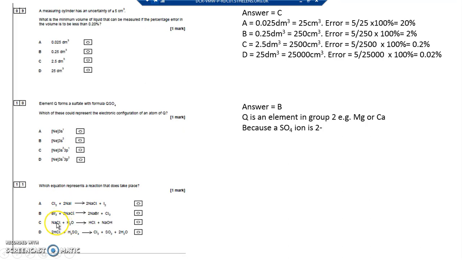Chlorine, sodium chloride and water just dissolves. Actually, it doesn't even react, and this one would make sulfuric acid would make water here. So hydrochloric acid and sulfuric acid, actually, I don't think that would react at all.